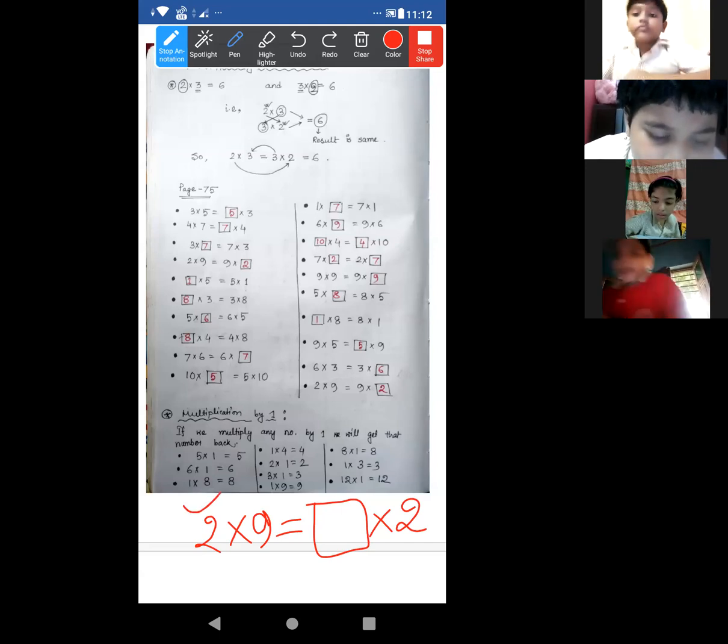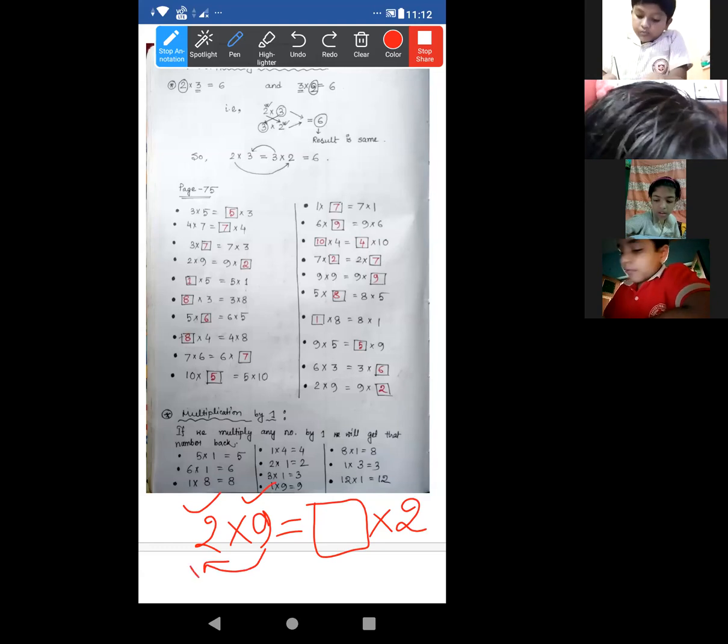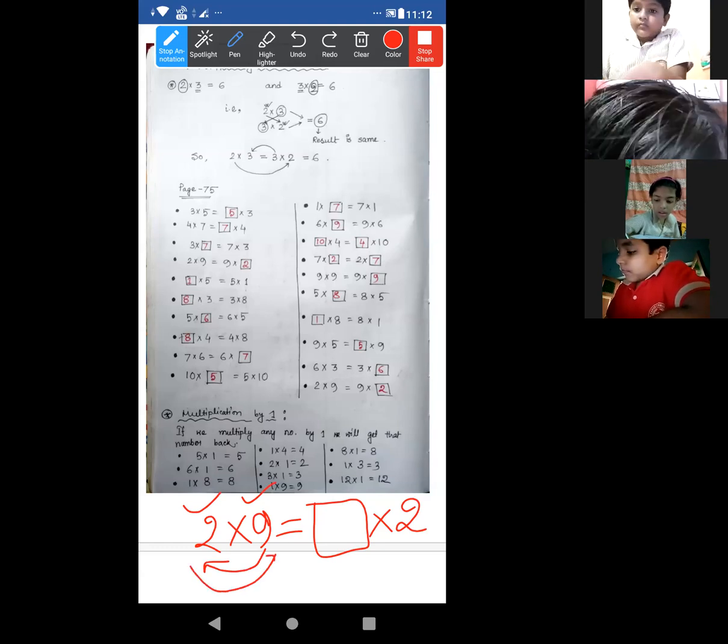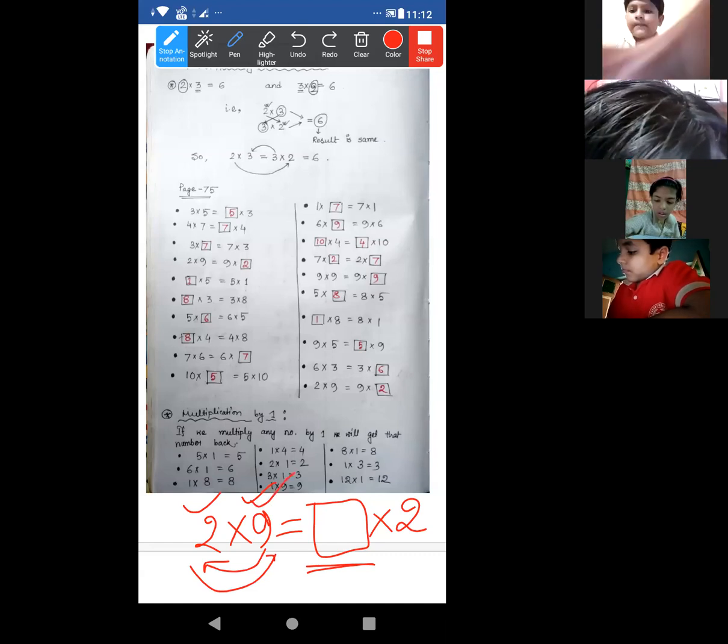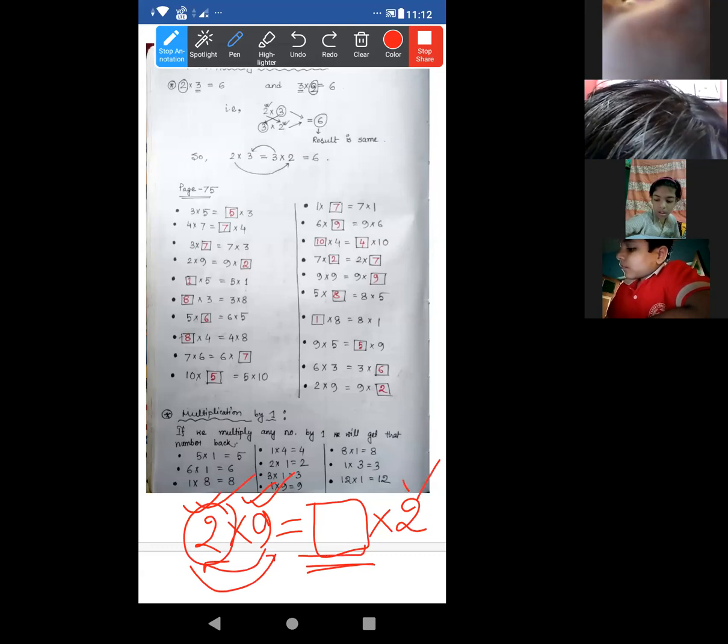2 into 9 is given though, so definitely we will just change the place, change its position. So here in the first part, 9 will be there. Look, 2 is already present there. Which one is not present? 9, so it will be 9.